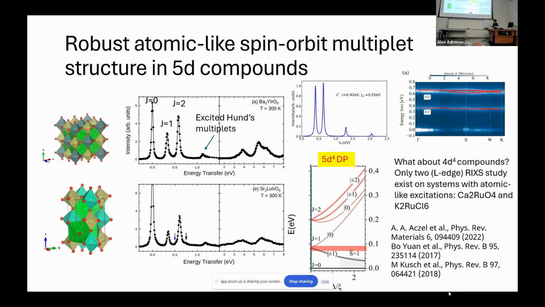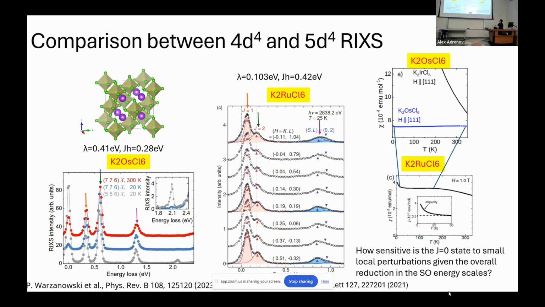Okay, good. So the question is, what about 4D? Fortunately, one of the compounds that has been studied, potassium ruthenium chloride, has an analog in 5D that has been studied very well, so we can compare them. This is basically the RIXS spectrum for osmates and ruthenates with the same D4 structure. It's just minus 4D and minus 5D.